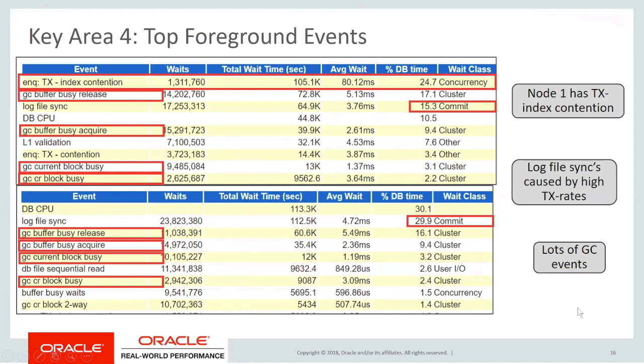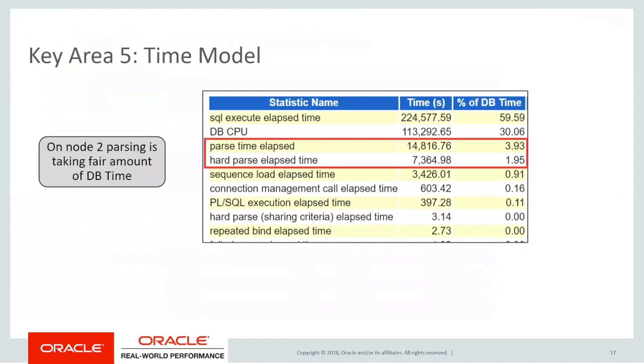Again, we're not surprised by that, because the load profile already gave us that detailed information that we had a lot of global cache activity going on. Now, finally, I go to the time model. In this case, I only go to the time model of the second instance, because there was parsing going on there, and the first instance didn't have anything interesting in the time model.